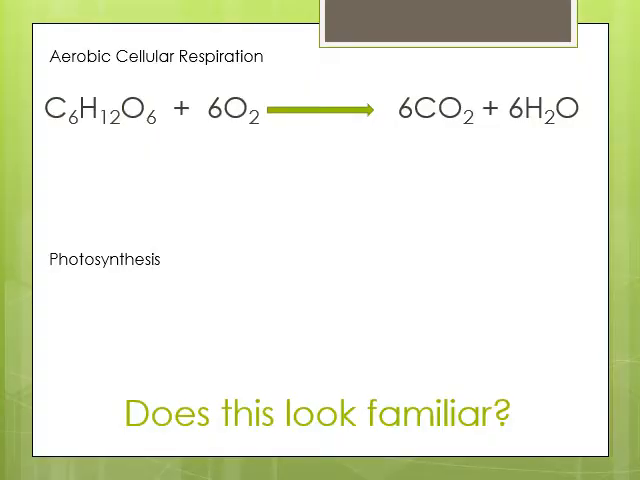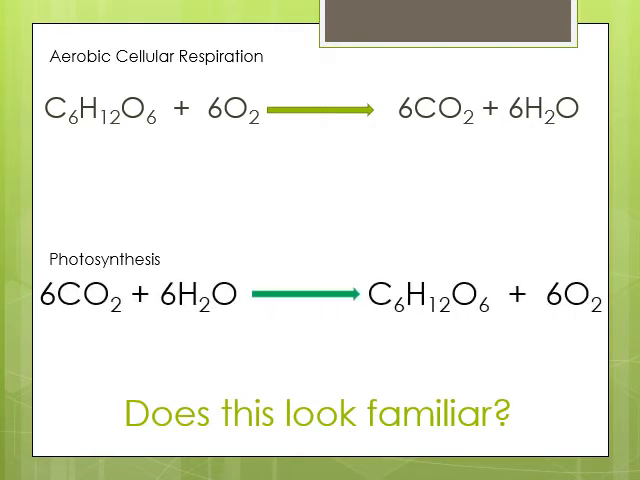This will look really familiar, right? Because at the top, I've got the equation for aerobic cellular respiration. 1 glucose plus 6 oxygen yields 6 carbon dioxide and 6 water, which is just the exact opposite of photosynthesis. Carbon dioxide and water yields glucose and oxygen. There's a relationship between the two. Is that obvious enough? Okay.